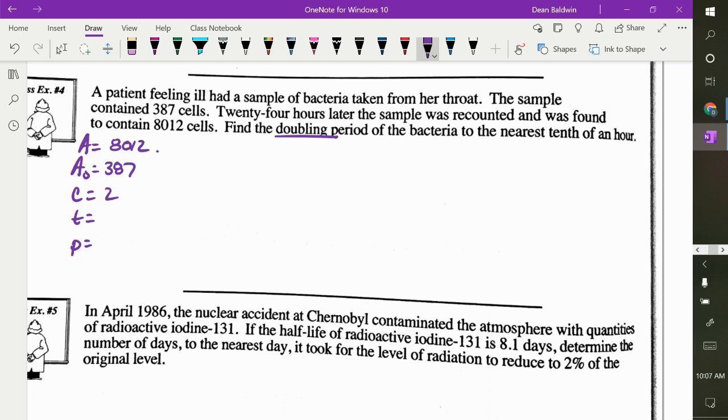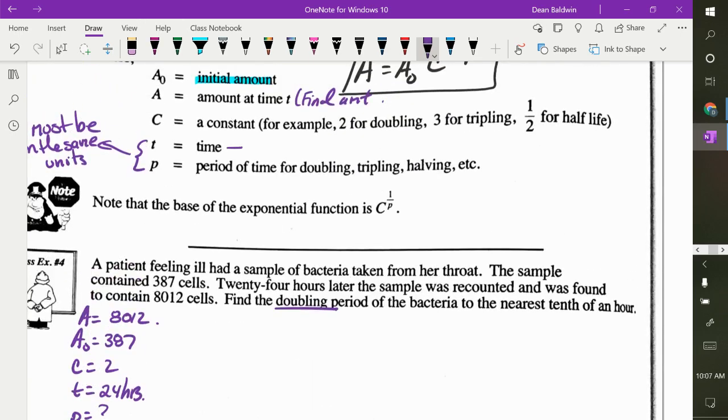All right. What is 24 hours, T or P? It's T, right? This is where people will get it wrong. They will mess up the T and the P. T is the time of the experiment, so in this case, 24 hours. P is the time it takes to double or triple, or the half-life. So this is what we're trying to find. T is the actual time of the experiment.